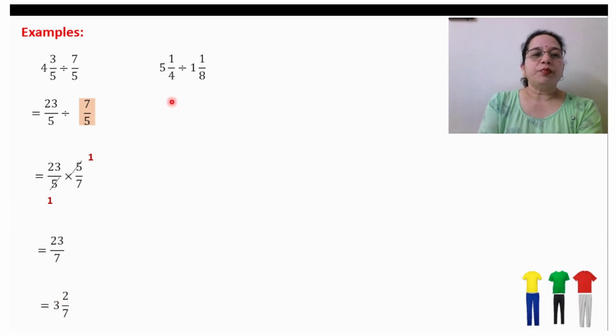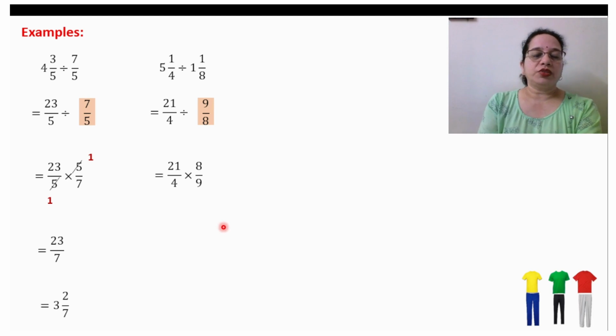Take one more example. Convert into improper fraction. 4 5s are 20 plus 1, 21 by 4. 8 ones are 8 plus 1, 9 by 8. Now convert this division into multiplication and take the reciprocal, that is 8 upon 9.